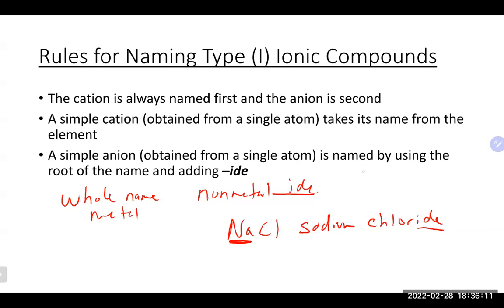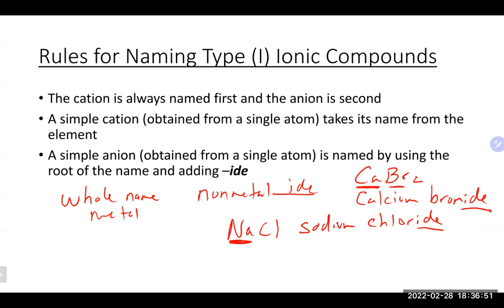I take a look at CaBr2. I look at this one, which is Ca, which is calcium, which is a metal. I look at this guy, which is bromine, which is a nonmetal. That first tells me it's an ionic compound. The important part here is the calcium. Calcium is which group? It is group 2 on the periodic table, which means it has a fixed charge, which means the name of this guy should be the whole name of the metal, which would be calcium. And the nonmetal gets the IDE, which would be bromide. So this is calcium bromide.